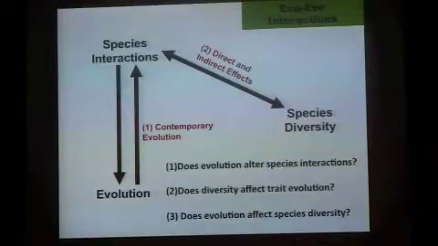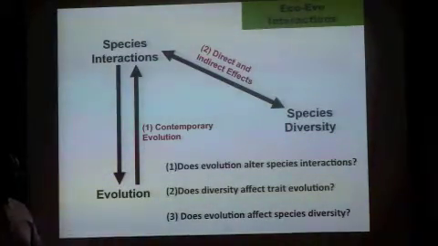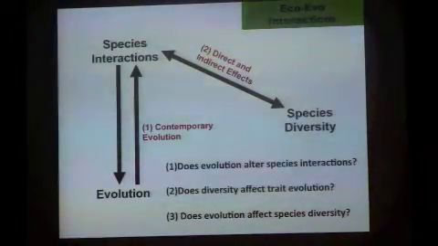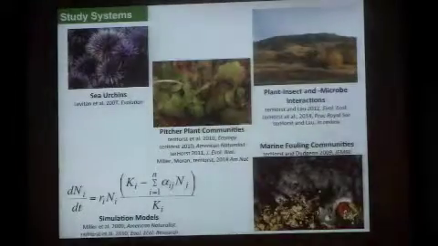So here's where I want to go, a short outline of the talk today. One is looking at whether evolution alters species interactions. That's looking at this arrow here. Does evolution affect the way species interact with each other? The second is, does diversity affect trait evolution? Does diversity somehow have an effect on interactions that then feeds back to evolution? And can we get this reverse pathway then? Does evolution affect species diversity? If evolution affects species interactions and species interactions have some effect on diversity, then you might see a feedback there.